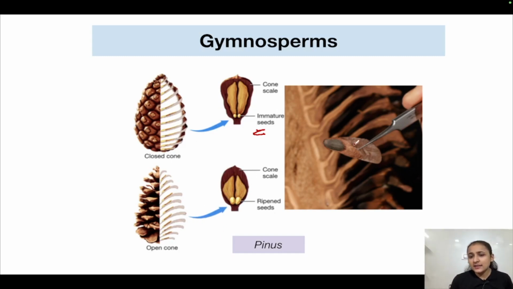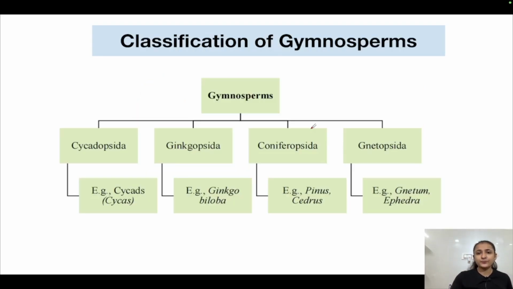तो अगर एक सीड को हम व्यू करें तो दिस इज द सीड, उसके यहाँ पे विंग प्रेजेंट है विच इज हेल्पिंग इन द डिस्पर्सल ऑफ द सीड. ये पाइनस की सीड है यहाँ पे इस इमेज में. ओके, सो जिम्नोस्पर्म्स को हम 4 ग्रुप्स में क्लासिफाई कर सकते हैं. साइकेडोप्सिडा, गिंकोप्सिडा, कोनिफेरोप्सिडा एंड नीटोप्सिडा.